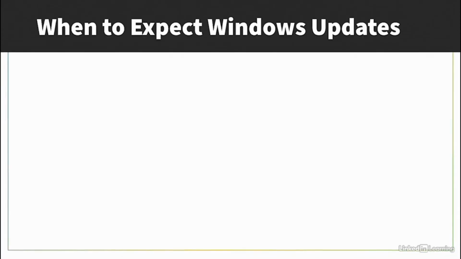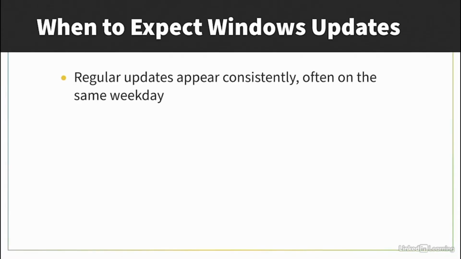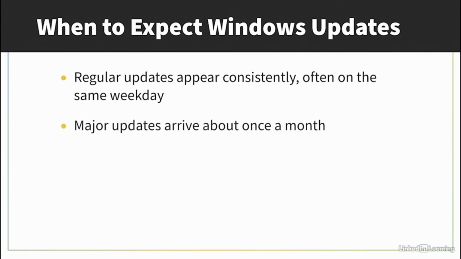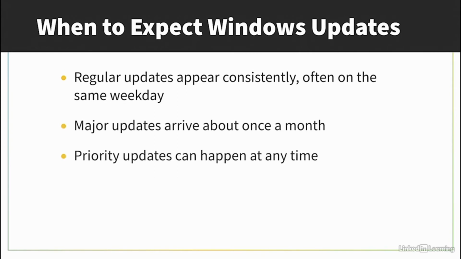It's my observation that Microsoft consistently distributes regular updates on specific days. Major updates come about once a month. Priority updates can come at any time, and they're automatically installed. This policy explains why you may find your computer has automatically restarted itself to install an update. Don't fret. The update was important and necessary. Otherwise, install updates as they arrive as part of your computer's security and maintenance regimen.